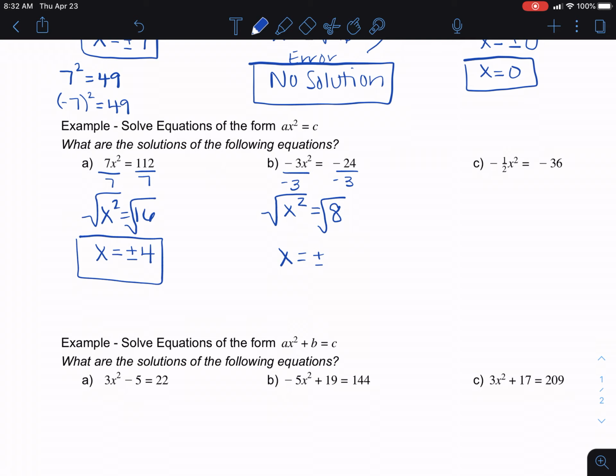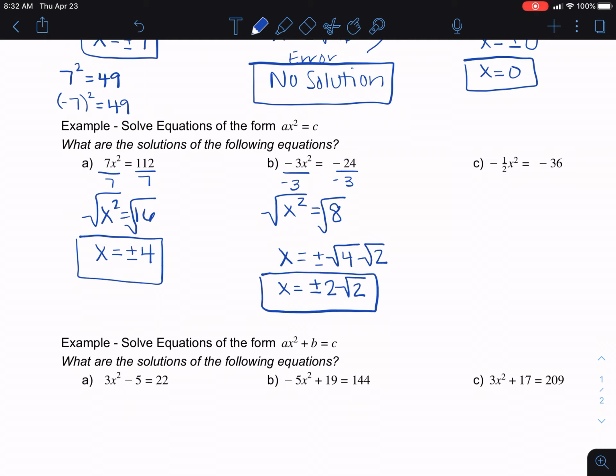We want to leave these in simplified radical form. So this is where last week's lesson is going to come into play. We can take 8 and split it apart to be the square root of 4 times the square root of 2. And the square root of 4 is 2. And we don't know the square root of 2. So x equals plus or minus 2 square root of 2.